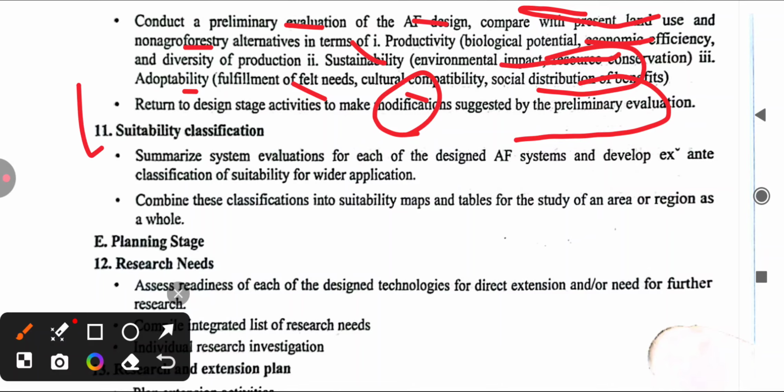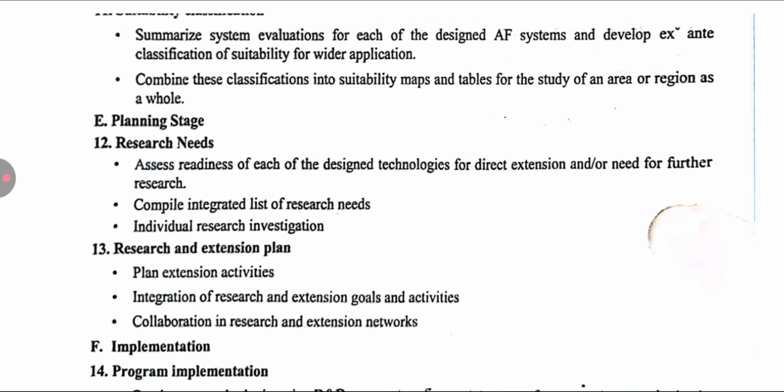Suitability classification: summarize system evaluation for each of the designed agroforestry systems and develop ex ante classification of sustainability for wider application. Combine these classifications into suitability maps and tables for the study of an area or region as a whole.